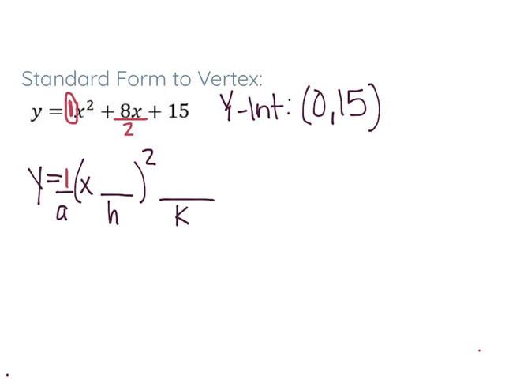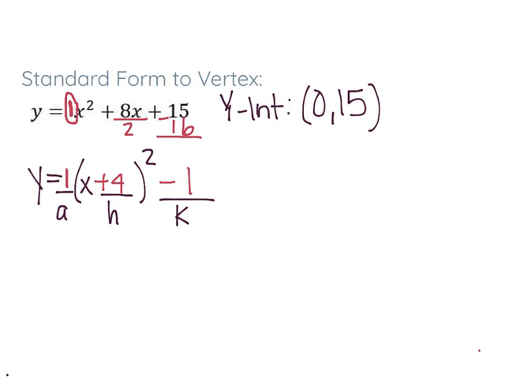So positive 8 divided by 2 is positive 4. And then we're going to take that 4 and square it. So we get 16. And I'm going to write that underneath my 15, and I'm going to subtract those two numbers. So 15 minus 16, that gives me minus 1.